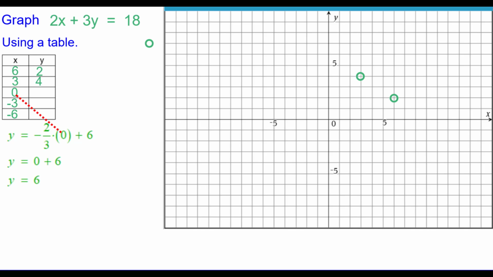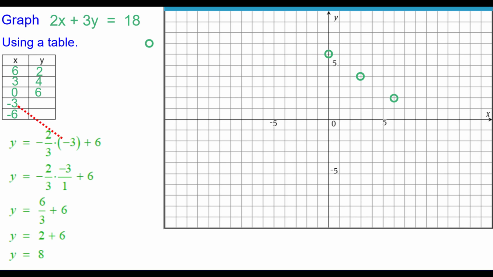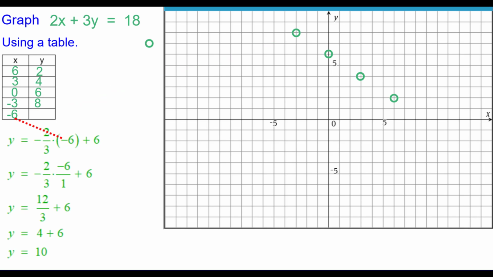When x is 0, we found y is 6, so we plotted (0, 6), and again, if you need to pause that, do so. When x is -3, we found y to be positive 8, and we plot that point. And when x is -6, y is equal to 10, and we plot (-6, 10). Again, pause or rewind as needed.